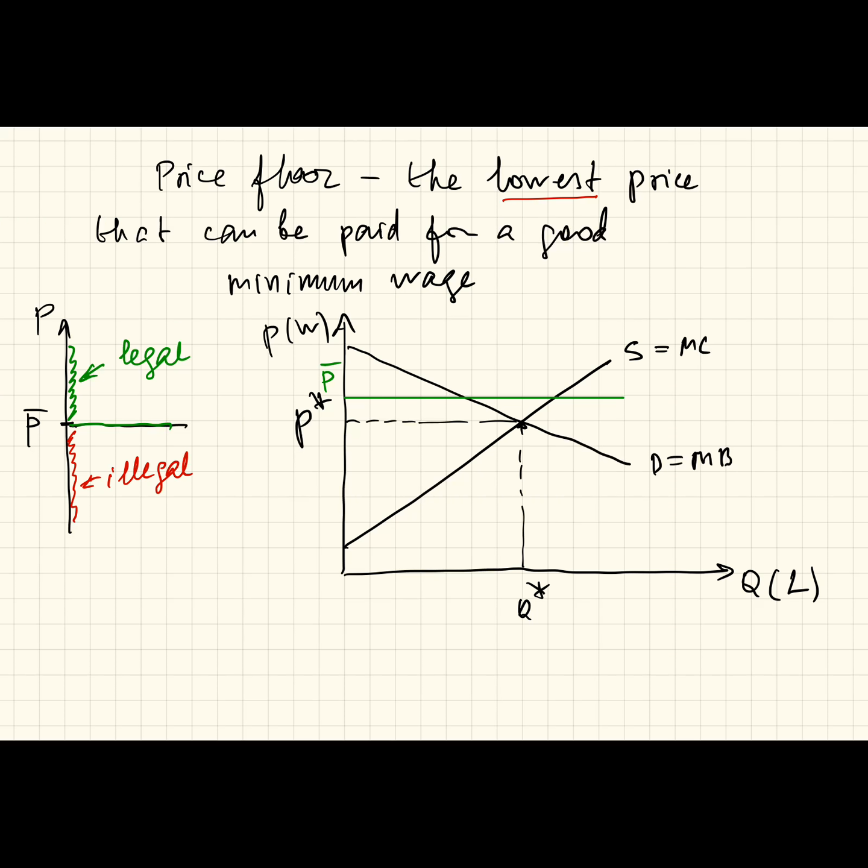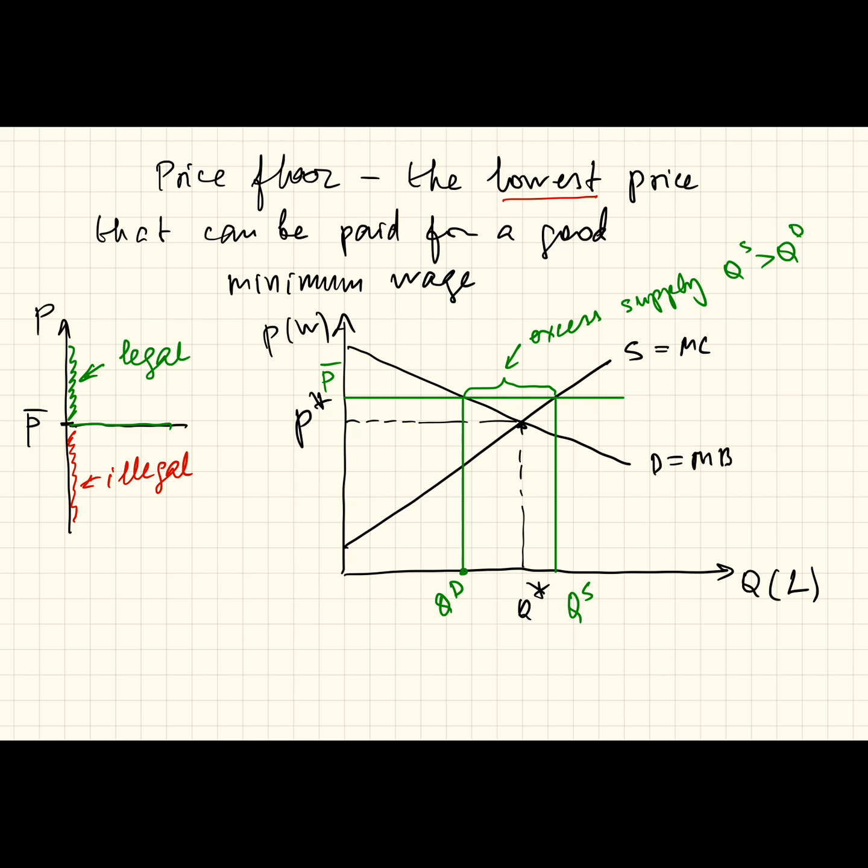quantity demanded, which is now on the right side, and quantity supplied, which is now on the left side. So instead of having a shortage, we will actually have excess supply, as quantity supplied exceeds quantity demanded, which is here.